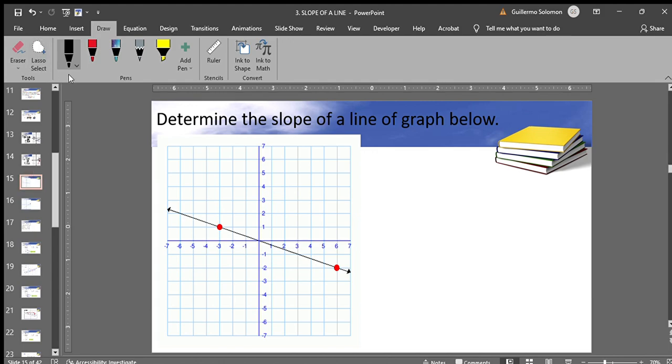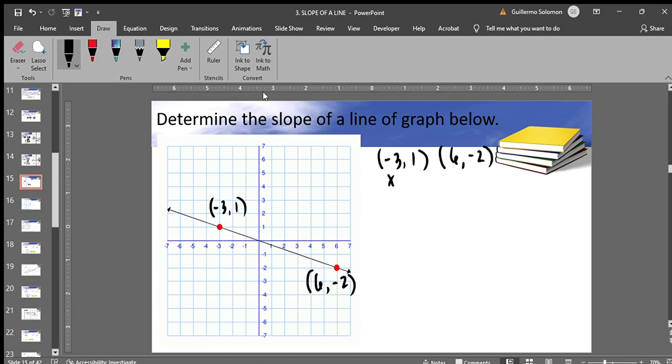Okay, it's just easy. First, let us identify our given. In the given points here we have negative 3, positive 1, and then we have positive 6 and negative 2. So we have 2 given points, so we can use the slope formula in order to find the slope of our line. So let us write negative 3, 1, and 6, negative 2.